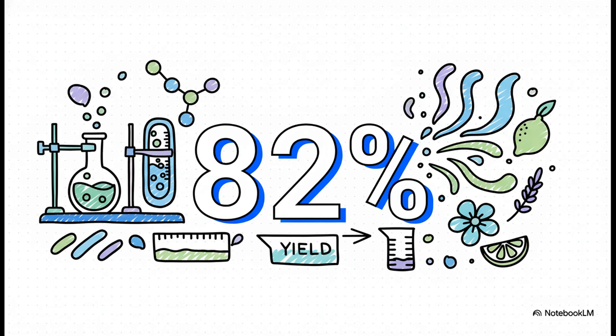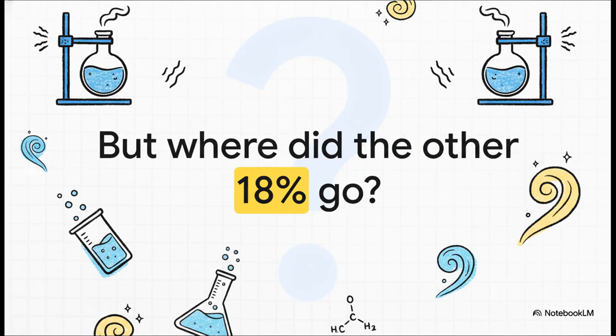And there you have it. After all of that work, we've got our pure product. So we measure it, and let's say we got an 82% yield, which for a lab experiment like this, that's actually pretty good. But it's not 100%, is it? And in chemistry, it almost never is. This is probably the #1 question every single chemistry student asks. Where did the other 18% go?